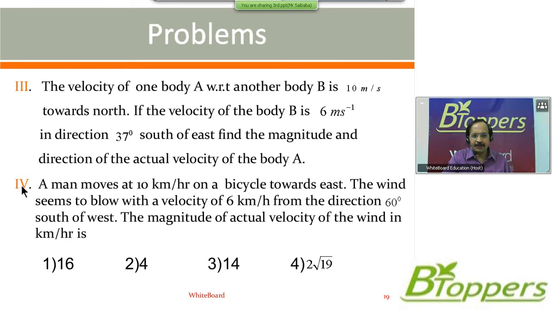That is, I have shown problem number 4. You can try this yourself. If you want time, you can take a pause for 1 or 2 minutes and try this problem. You are supposed to get the answer as 3. That means the third option, that means 14 km per hour.